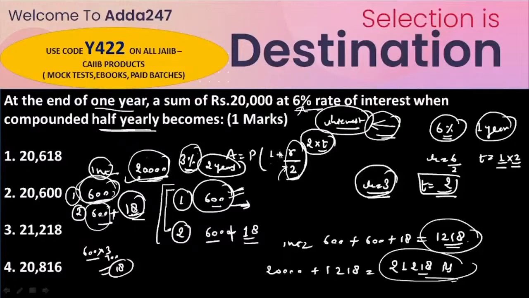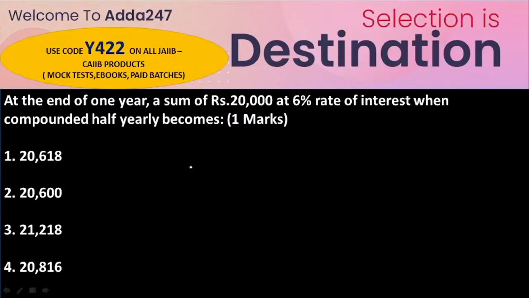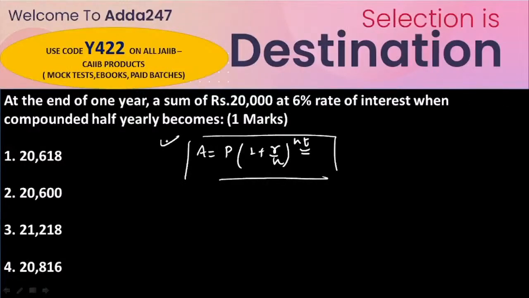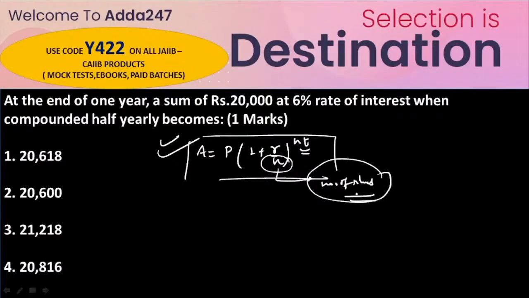Okay, so you can also use the formula here, and that's okay. That is A is equal to P (1 + r/n) to the power of n into t, and this would be perfect for the exam. And you have to memorize this: n is equal to the number of times interest is compounded annually. So this is how we solve.